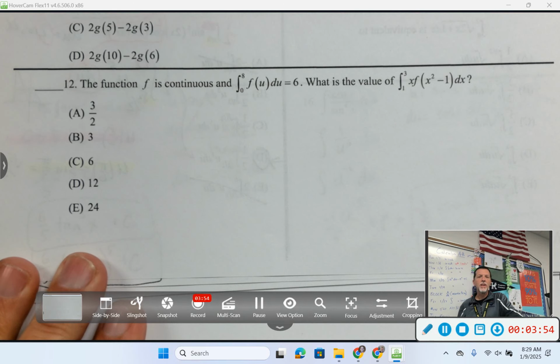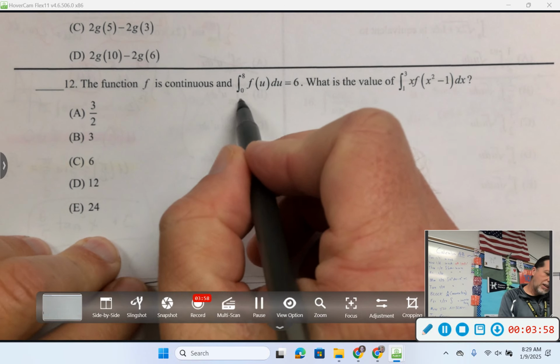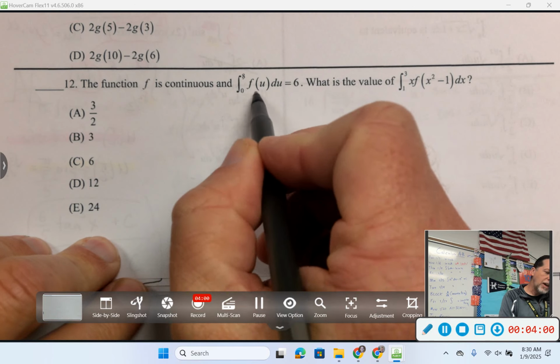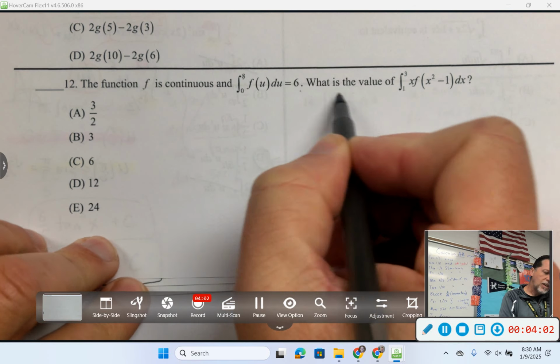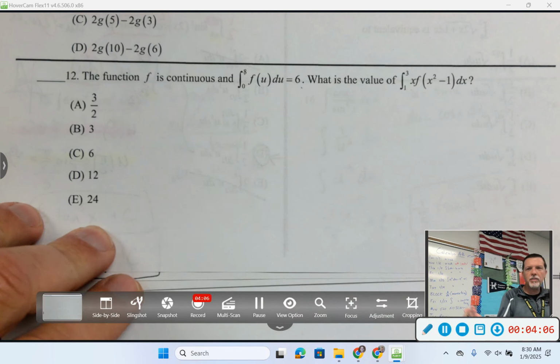12 looks weird. The function f is continuous, and the integral from 0 to 8 of f of u du is 6. What is the value of the integral from 1 to 3 of x times f of x squared minus 1 dx?